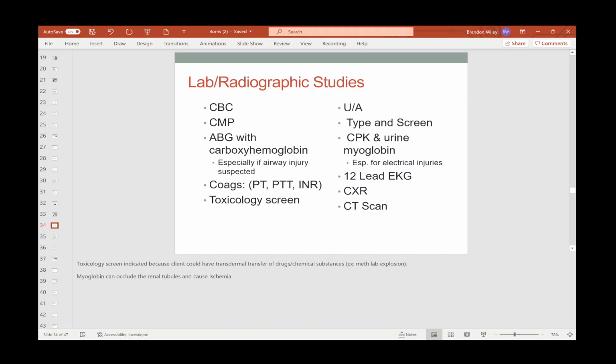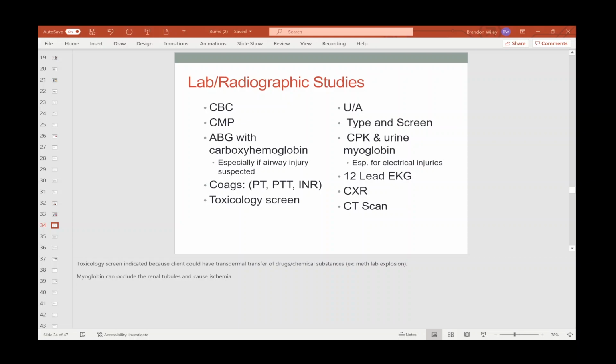What do you think our coags are going to look like? We're in a surge, shock kind of state. Probably going to be elevated. Okay, we could see that our coags are starting to elevate. We've got to watch those for sure. But we do want a baseline, right?